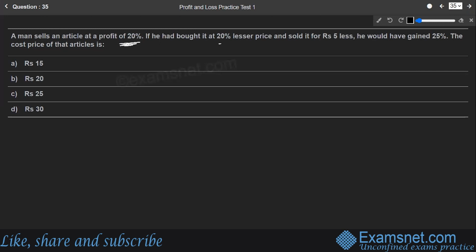If he had bought it at 20% lesser price and sold it for rupees 5 less. So let's take it one by one. Let us take the cost price first. Let the cost price be X rupees.